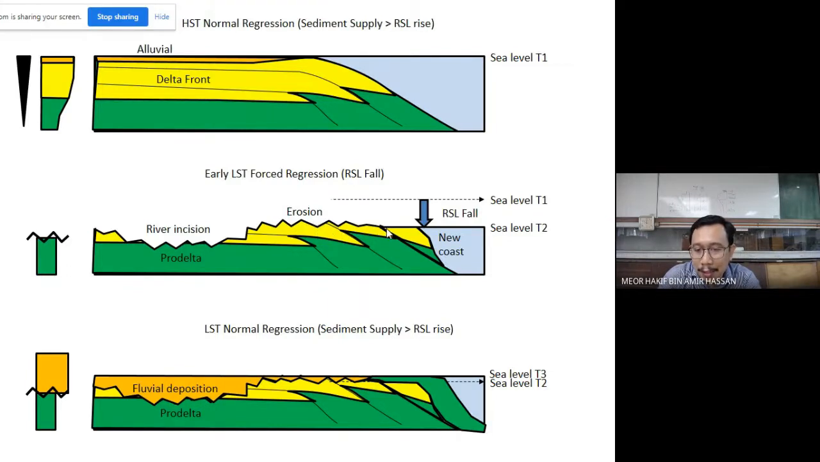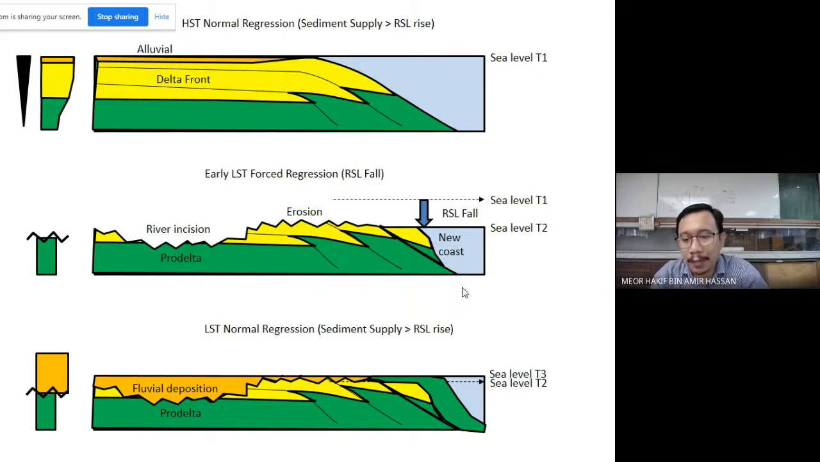And seaward of the shoreline, which is now here, you still get progradation, but the shoreline is now downstepping, goes down, right? So it is forced regression. Okay? And later on, the delta is moving further and further downwards, downstepping, forming a forced regressive sedimentary package.